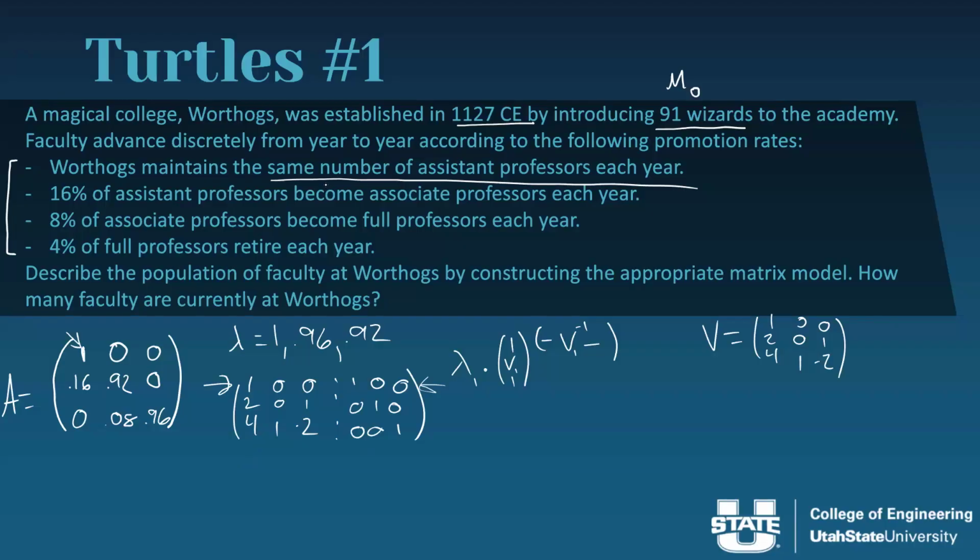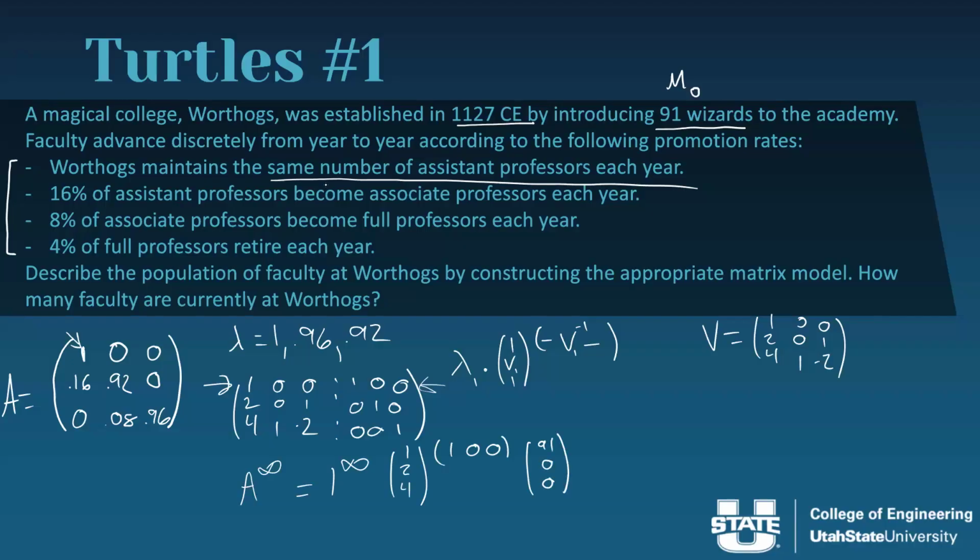Sweet. So I can now set up that A as it goes to infinity is going to be equal to my first eigenvalue to infinity, which is just 1, which as it goes to infinity is also just 1, which is super awesome, multiplied by the first column of my eigenvector matrix, which is 1, 2, 4, and then multiplied by the first row of my inverse, which is just 1, 0, 0. And then all of that is also multiplied by my initial conditions, which in this case is 91, 0, 0.